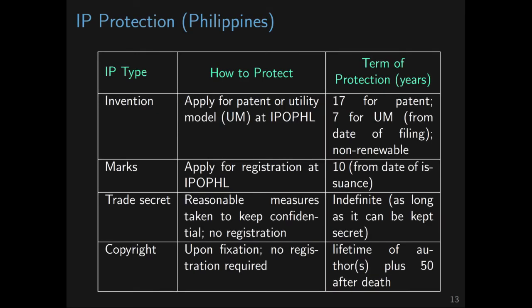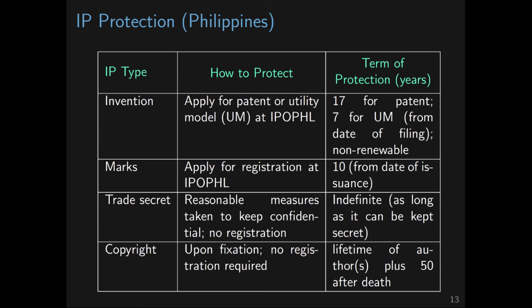In the Philippines, the protection is extended to inventions, marks, trade secrets, and copyright. Now, inventions and marks are registrable intellectual property, so they have to be applied for at the Intellectual Property Office of the Philippines.